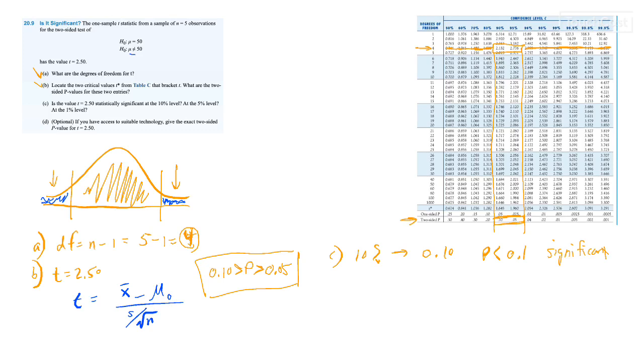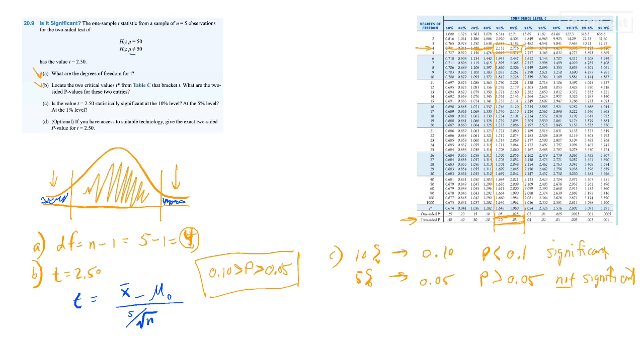Now the second part of this question is asking at the 5% level. So 5% we can translate to 0.05. And now P is greater than 0.05 in this case. It's between 0.1 and 0.05. So P is actually greater than 0.05, which means that this is not significant because it's greater than that value. So it's not significant.